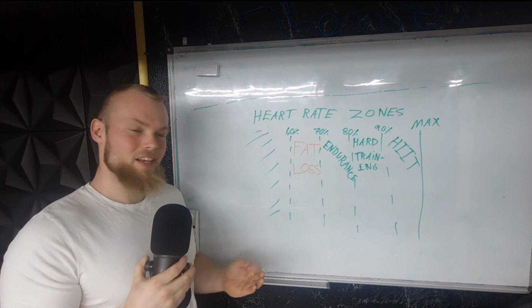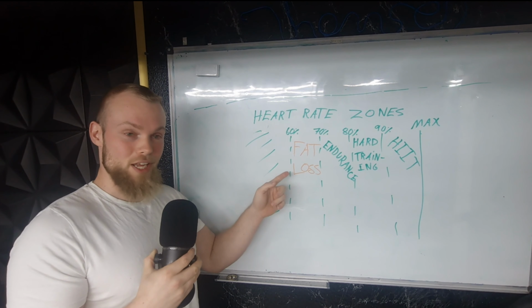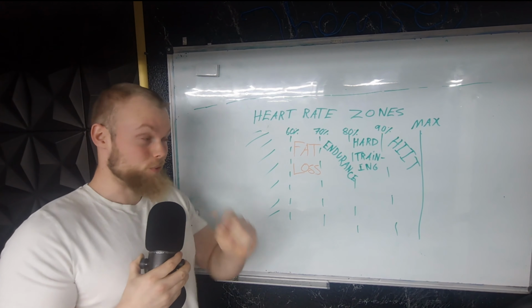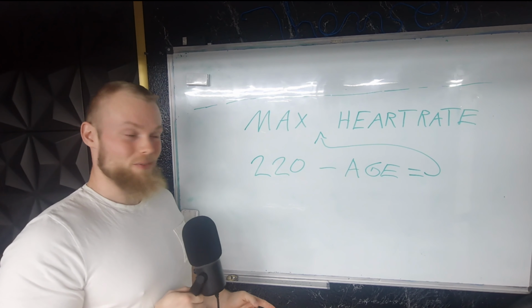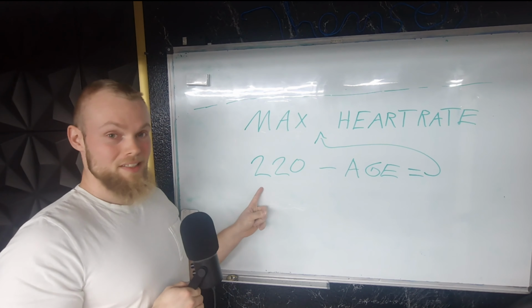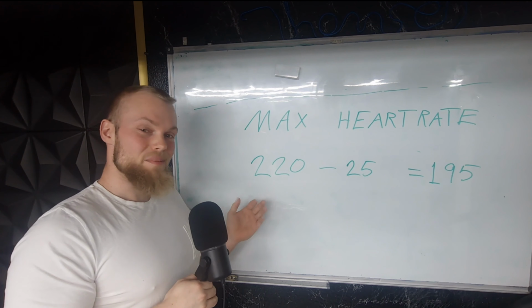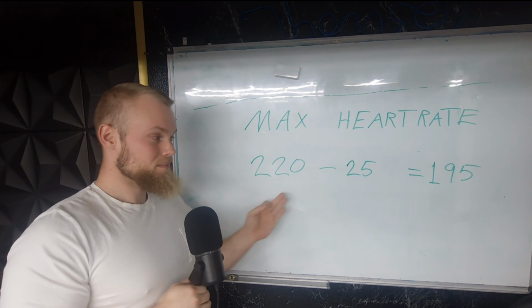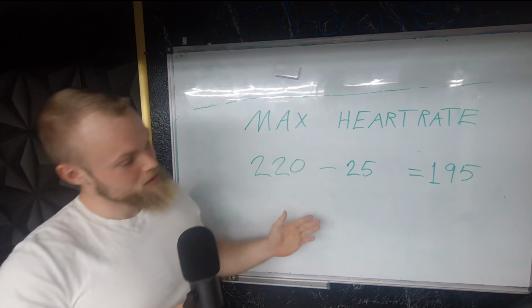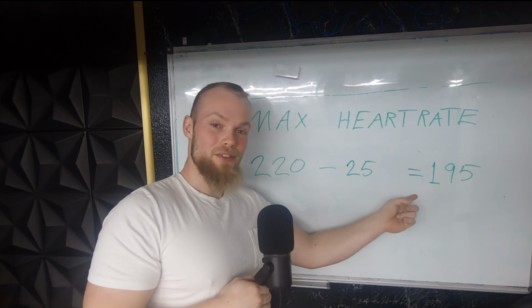So how do we calculate this range between 60% and 70%? I'll show you. To find your maximal heart rate, you take 220 and you subtract your age. In my case, that is 220 minus 25. So my maximum heart rate is 195.